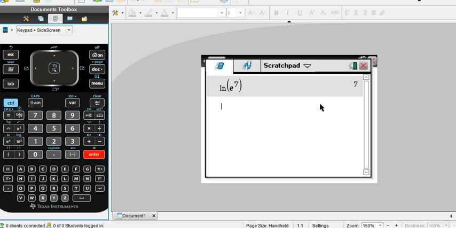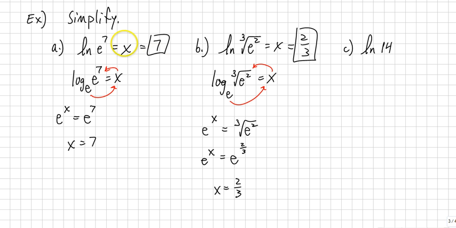So let's try that one. Let's check that on the calculator. So the natural log of the cube root of e squared is 2/3, just like we had. So let's try one more.